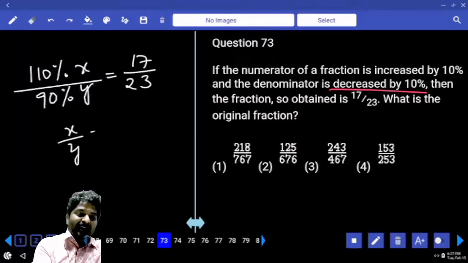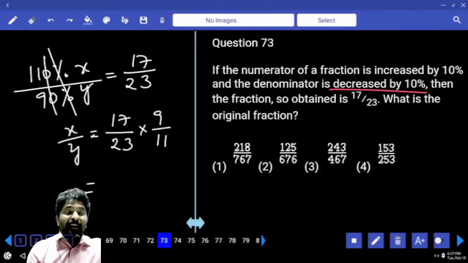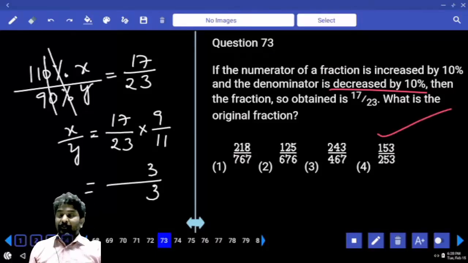That means x by y is equal to 17 by 23, the zeros and percentage cancel. So 11 by 9 goes to the other side, then it becomes 9 by 11 only. Are there any common factors in numerator and denominator? Numerator 7 into 9 ends with 3, denominator 3 into 1 ends with 3. Which option? Fourth option. No common factors, so directly you have to go for multiplication. So I am verifying the last digit, that's all.